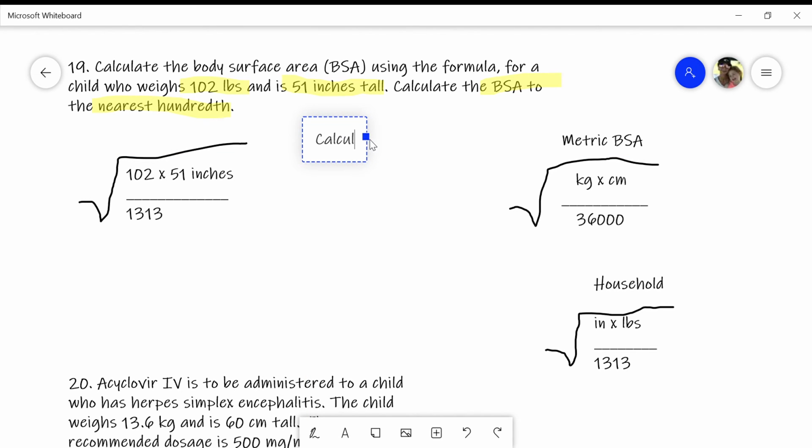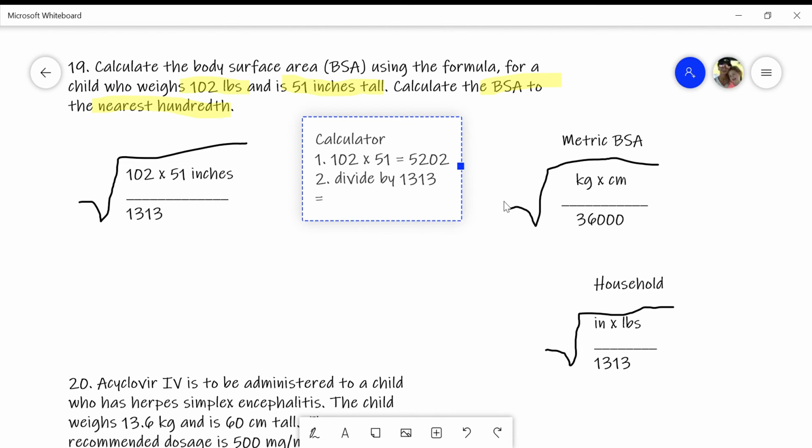So for the calculator, you're going to first multiply the 102 by the 51. And that's going to give us 5202. And then you can just hit divide by 1313. And that's going to give us that big, huge, long number.